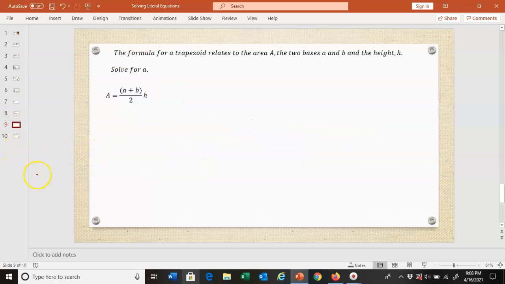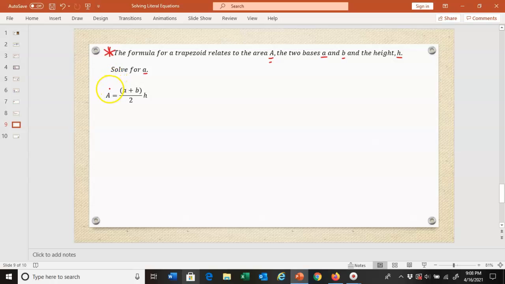All right, here's another one. This tells us we have a formula for a trapezoid related to the area A. And then we have two bases, little a, little b, and the height h. Solve for little a. So I want to tell you, all of this information here, that's great. It's nice to know the background information, what you're working with, but do we really need it?